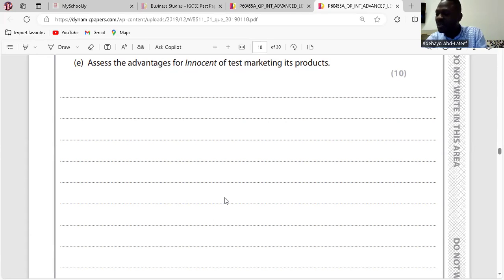Two, it allows Innocent to gather feedback, which might be used for improvements if need be. So test marketing your product means you'll be able to get feedback from customers, and this feedback might be useful if you need to make amendments to the product. Clear? However you define test marketing, you have to give 5 points here. It's a 5-pointer. You've defined test marketing, which is the first one. You talk about 2 advantages, making 3. Then you talk about 2 disadvantages. Do you get it?